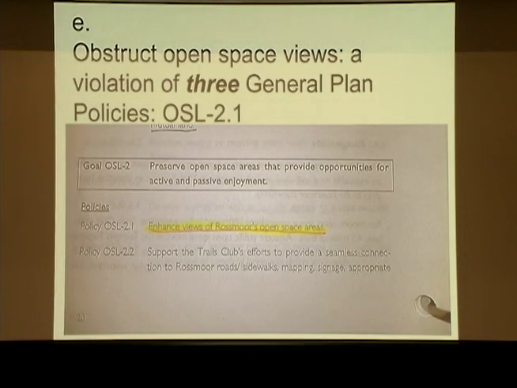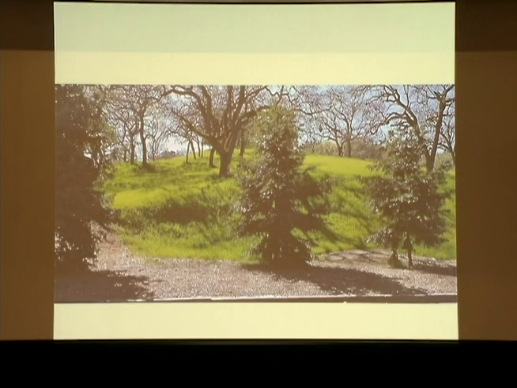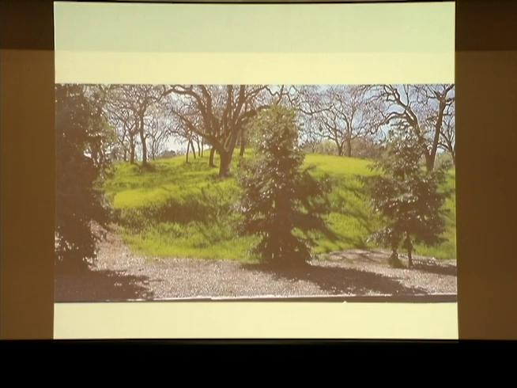These 8 sequoia trees were planted in direct violation of 3 of our policies and our general plan. Open Space Landscape 2.1 says we are to enhance views of Rossmore's open spaces. Look at this hillside, this beautiful oak woodland hillside. This is the parking lot leading up to the swimming pool, a hillside. And these trees are already beginning to block that nice view. Kind of scraggly too, some of these redwood trees, very unusual. But this is a beautiful view that these will obscure. At maturity, these trees will block that view entirely.